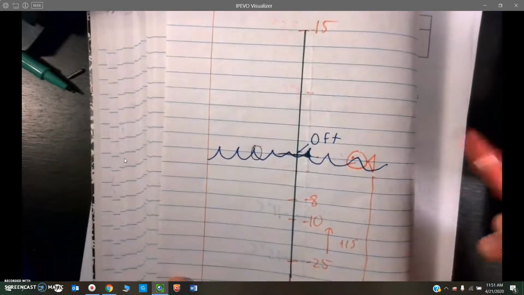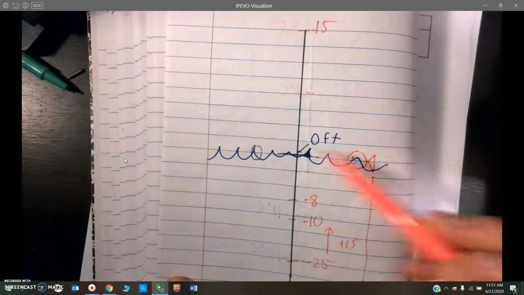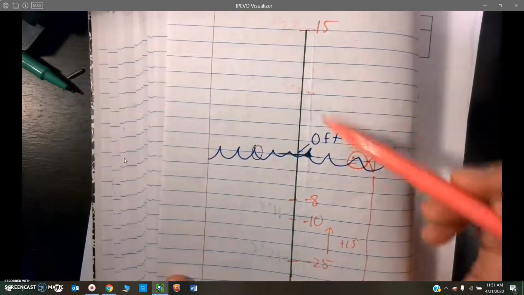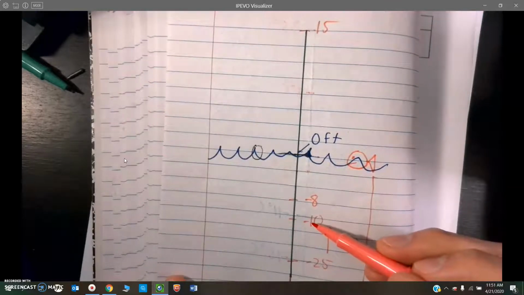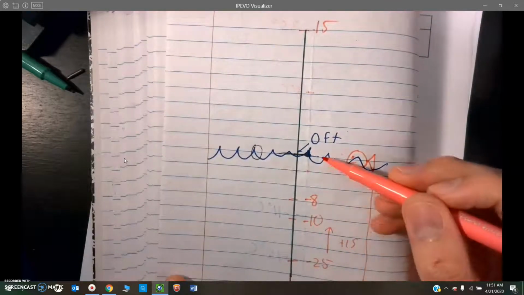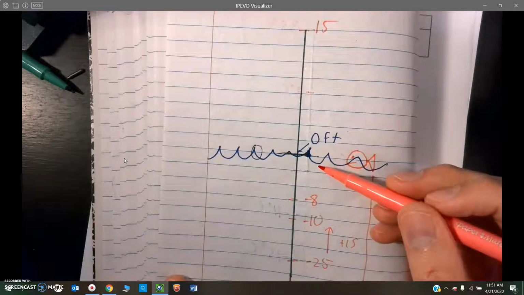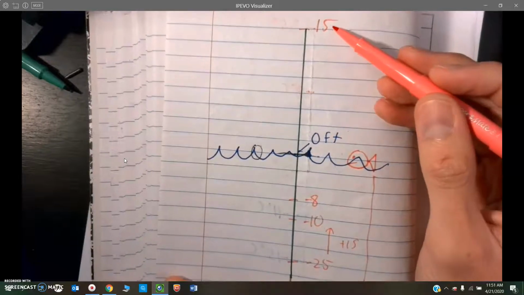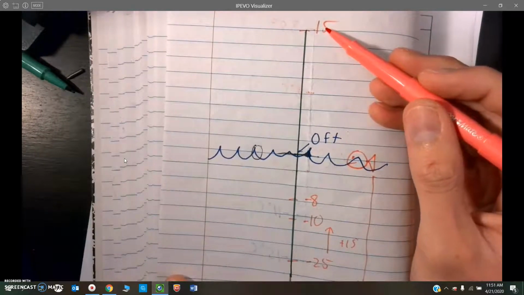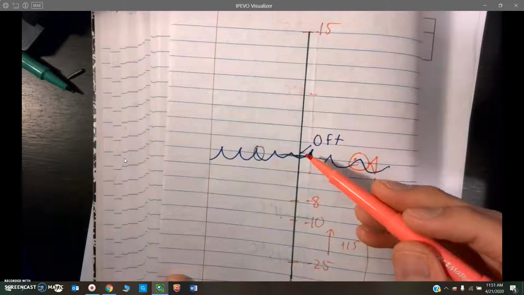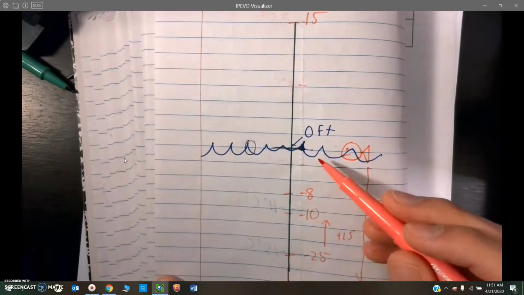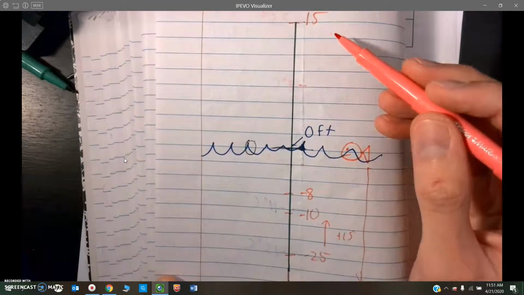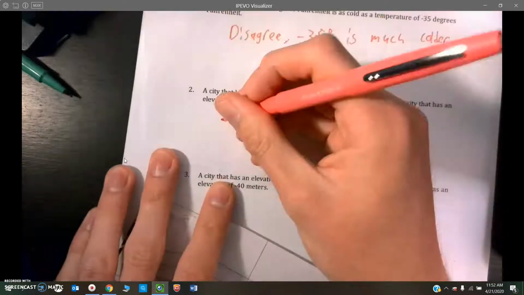That's not true. So if here's the ocean, if I wanted to get back to the surface of the ocean, if I was 10 feet below, I would only have to swim 10 feet to get back to the surface. If I was 15 feet above, say I climbed a ladder, I would have to climb 15 feet down. So even though this is negative, negative 10 feet is closer to the ocean than 15 feet up is. So false.